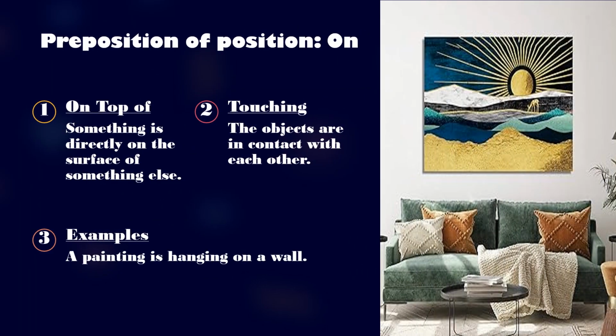Look at the next example. A painting is hanging on a wall. That means the painting is sitting on the wall. Yes, it is touching. That's why the preposition on has been used.